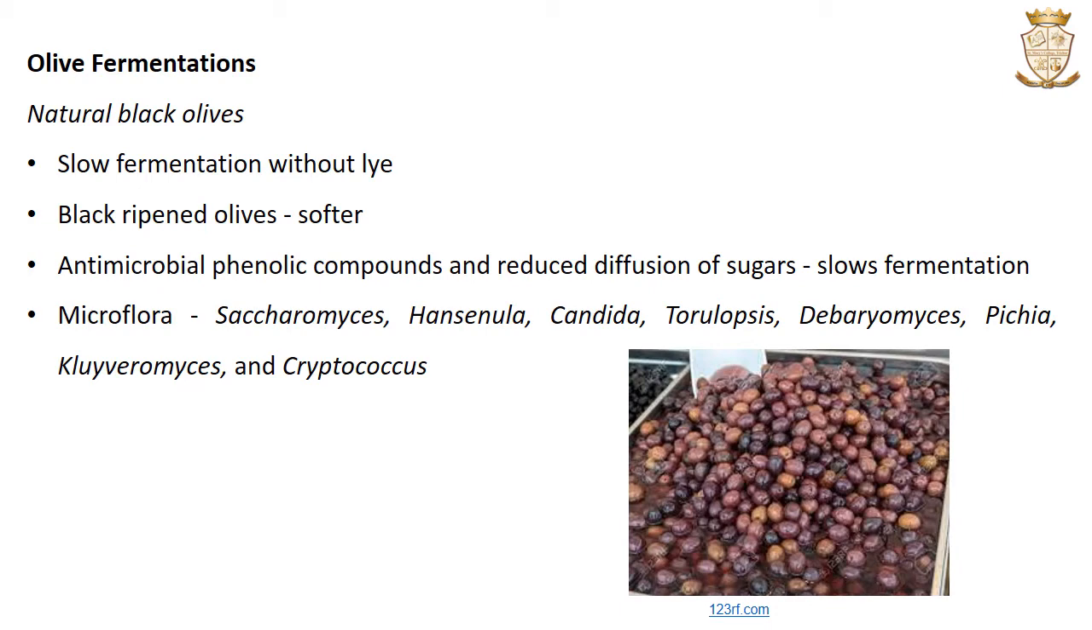Since there is no sodium hydroxide treatment, the fermentation will be slower. This is due to the presence of antimicrobial phenolic compounds and there is no diffusion of sugars, which will slow down the fermentation. Generally, the microflora associated with natural black olives are Saccharomyces, Hansenula, Candida, Torulopsis, Debaryomyces, Pichia, Pleurotomyces, Cryptococcus, etc.